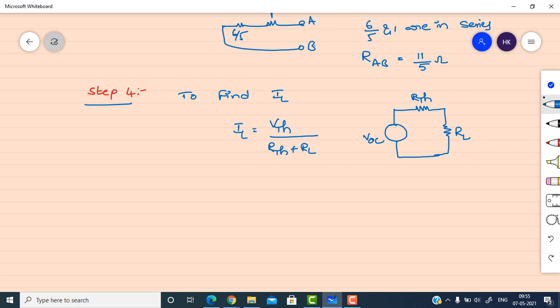This is RL. The current passing through this is IL. VOC, or VThevenin, or VAB in our problem. What is the voltage? Thevenin's voltage we got is 6 volts, right? 6 by R Thevenin, which is 11, by 5 plus RL is 5 ohms.